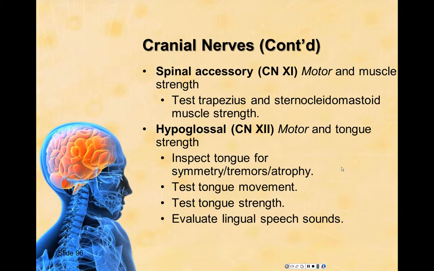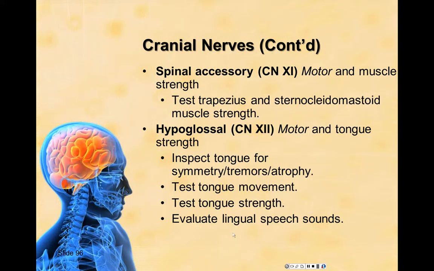The spinal accessory, or cranial nerve 11, has motor and muscle strength. You're going to test the trapezius and sternocleidomastoid muscle strength, and you test that by having the patient raise their shoulders against resistance, and also turn their head towards your hand against resistance.